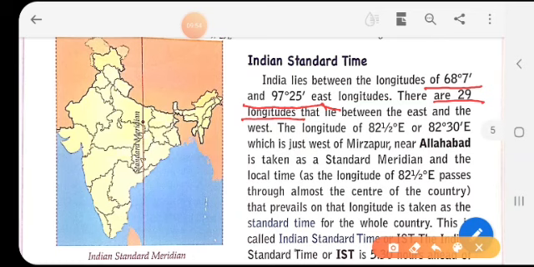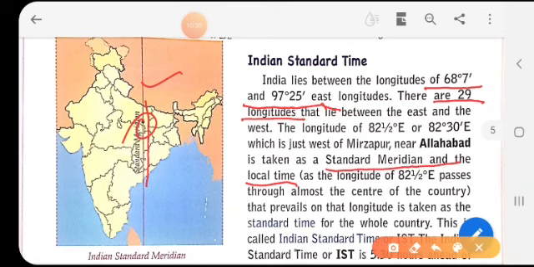The longitude of 82.5 degrees east. Now, children, as you can see here, this is the 82.5 degrees east or 82 degrees 30 minutes east, which is just west of Mirzapur. Here we have Mirzapur near Allahabad, and it is taken as the standard meridian. This is known as the standard meridian and the local time that prevails on that longitude is taken as the standard time for the whole country.